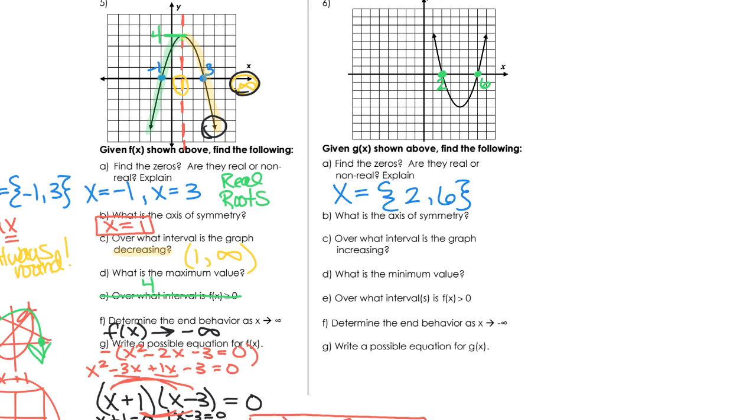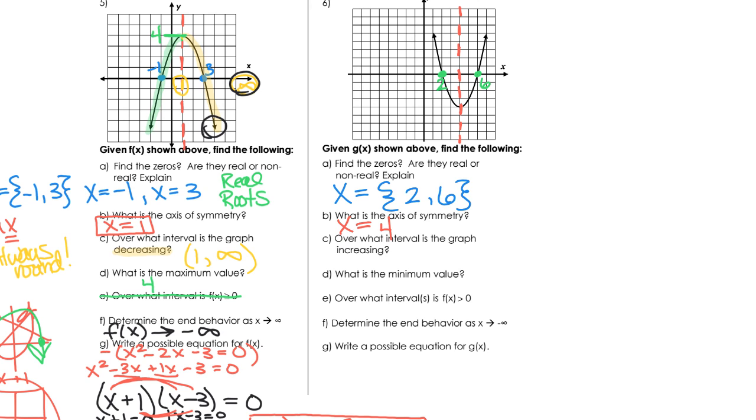All right, part B asks about the axis of symmetry, and so the line of symmetry would be along this vertical line here. Because it's a vertical line, it's going to be x equals, and it looks like it's going through 4.